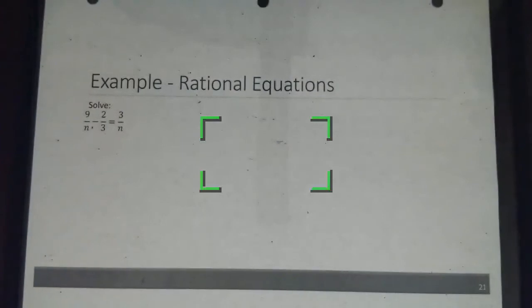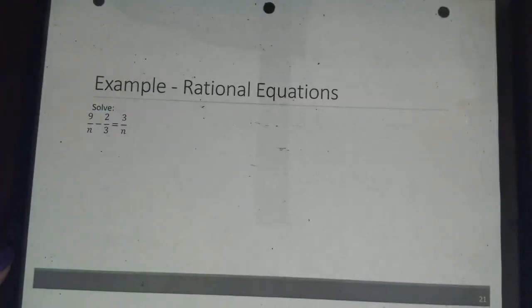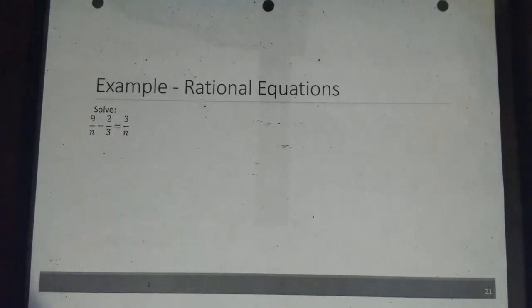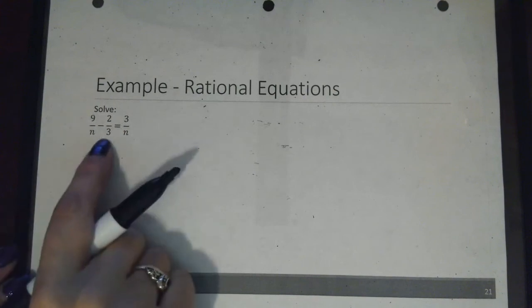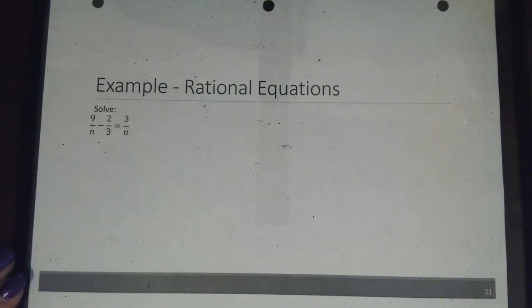Next up, we're looking at 9 over n minus 2/3 is equal to 3 over n. I don't see fraction equals fraction here. I could subtract 9 over n from both sides and get it to be fraction equals fraction, but I want us to remember what to do if we don't have fraction equals fraction. In that case, I want everything to have the same denominator. So I have n, 3, and n. So I can make all of these have a denominator of 3n.